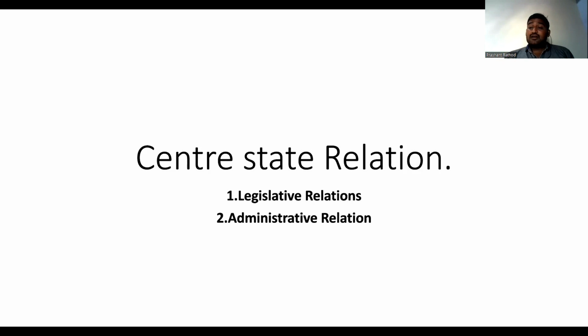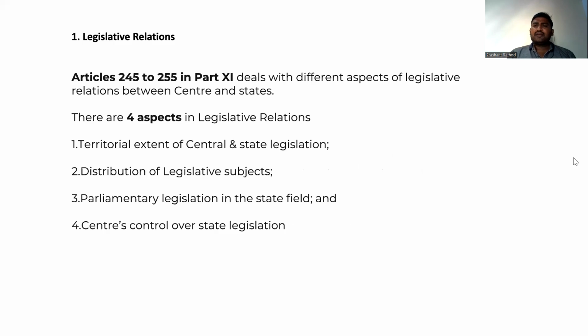So today we are discussing the legislative relations, the most important topic. The Indian Constitution directly mentions Articles 245 to 255 in Part 11, which deal with different aspects of the legislative relations between the center and state, because the center is the higher body and the state is the lower body. The union body makes laws, and the states must follow these rules and regulations. There are four aspects we discuss today.